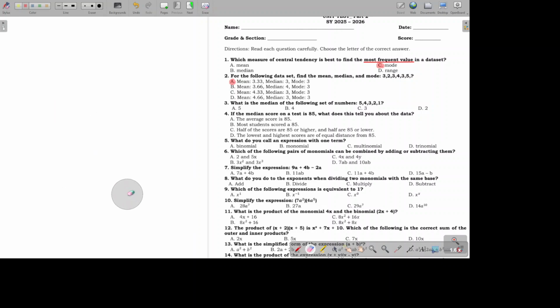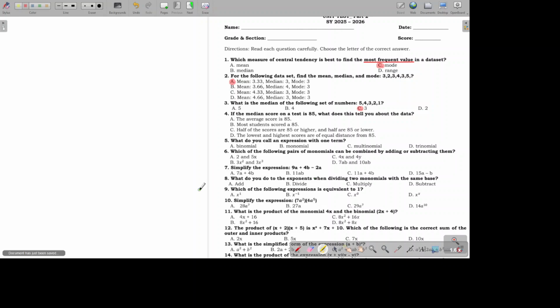write legibly. Number 3. What is the median of the following set of numbers? 5, 4, 3, 2, 1. Since it's already arranged in decreasing order, there's no need to rearrange it. We just have to look for the middlemost. So the middlemost is 3. So if it's this short, you don't need to actually use the n plus 1 over 2 formula. But just in case you want to, so there are 5. 5 plus 1 is 6. 6 divided by 2 is 3. So the third element is what we're looking for. So 1, 2, 3. This is the third element.